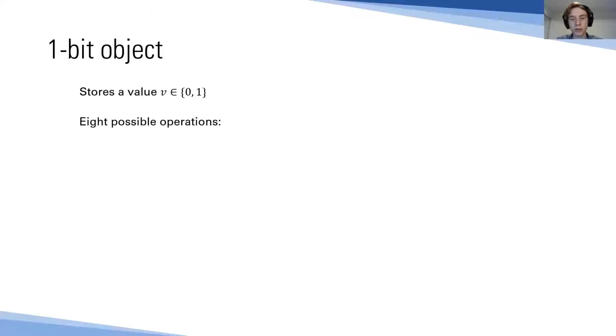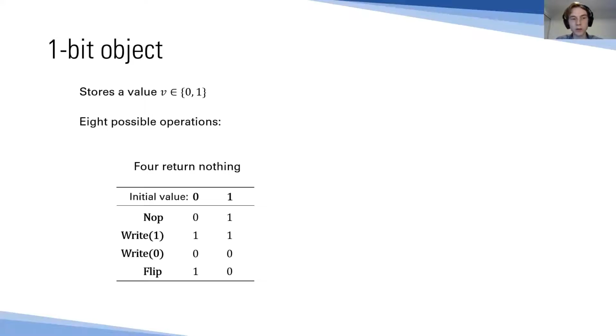4 of these operations don't return anything. For example, we've seen write 1 changes the value of the object to 1. And another example is the flip operation, which changes the value of the object to 1 if its initial value was 0, and changes its value to 0 if its initial value was 1.